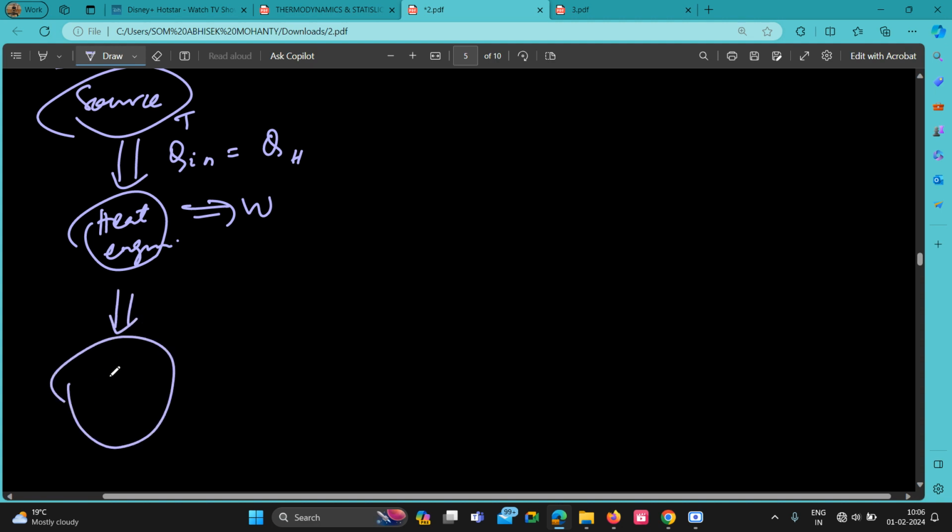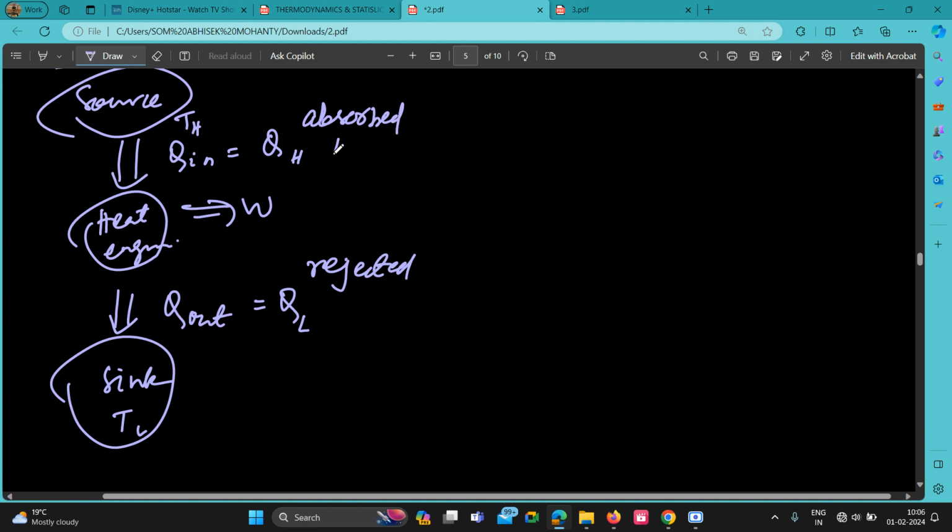Now this is your sink. It is at a temperature TL, suppose. This is TH, this is TL. Here Q will be rejected. This is absorbed. Here heat will be absorbed and work will be done through the heat engine, W net, and this one will be rejected. So you can see here W will be what?